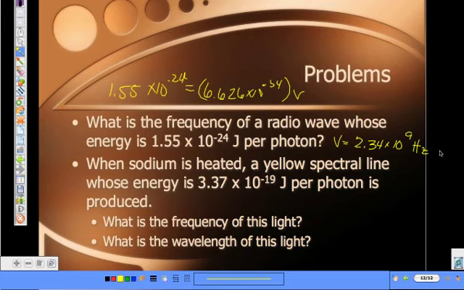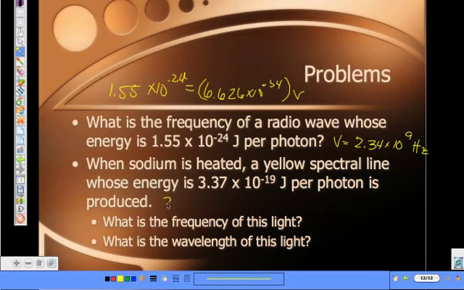Okay, this next problem is very similar to what we'll do in the flame test lab tomorrow, where we're going to have different metals that we're going to burn and look at the light that they produce. And certain colors of light correspond to certain wavelengths of light, and we'll be able to figure out what the frequency and energy of that light would be then. So here, sodium is heated, and a yellow spectral line has energy 3.37 times 10 to the negative 19th joules per photon. They want to know what the frequency is.